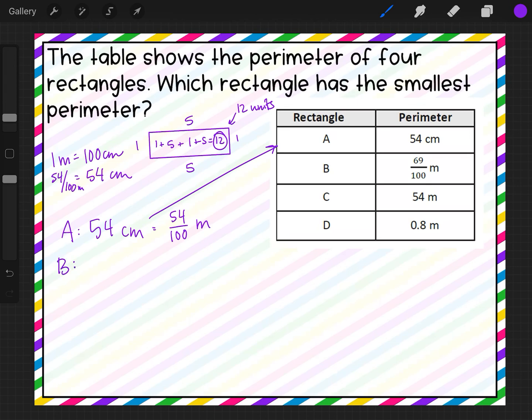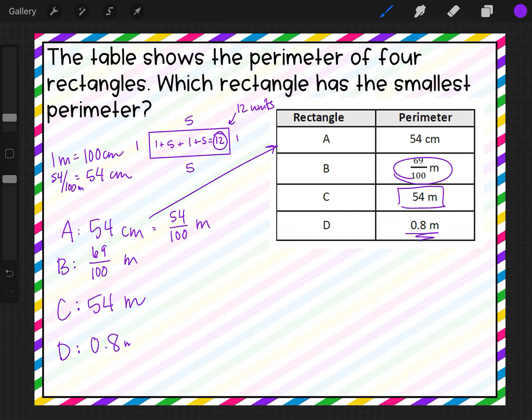Rectangle B is already in hundredths of a meter, so 69 over 100th meter. C, if I look at C, just notice it just says 54 meters. That's a lot more than centimeters or a fraction of a meter. That's saying I'm taking 54 meters. That's like half the length of a football field. That's pretty long.